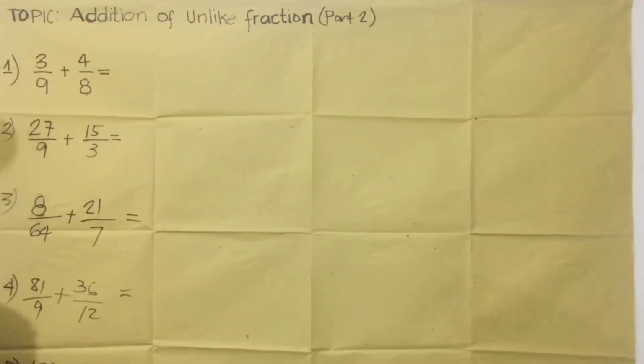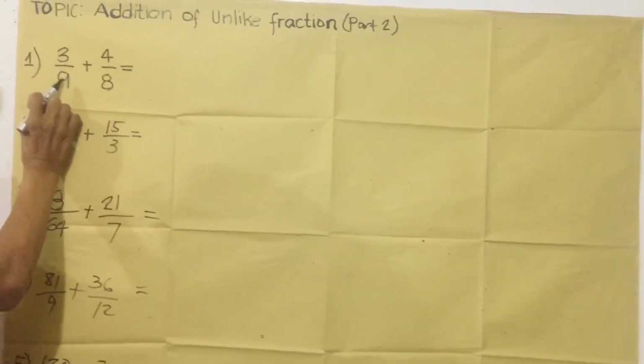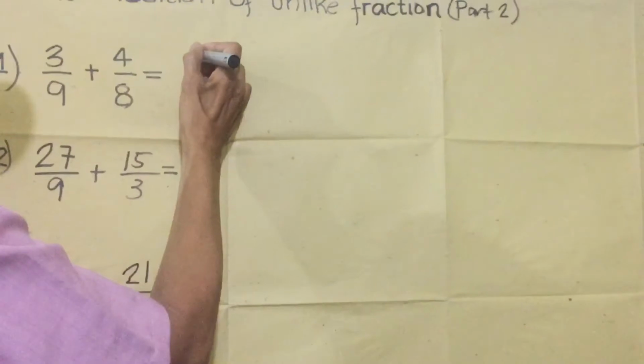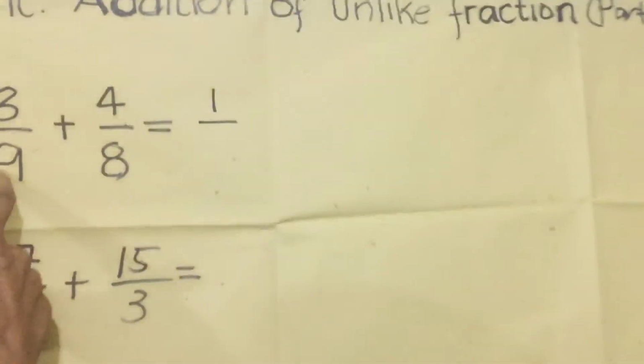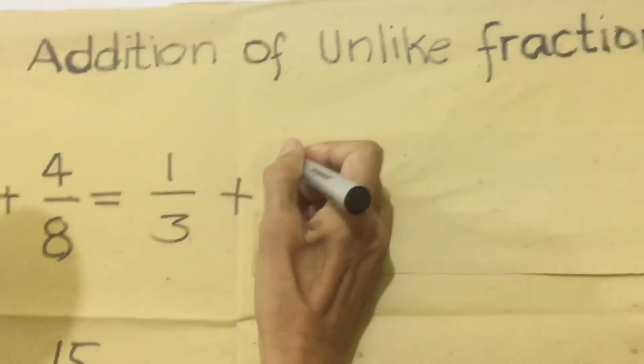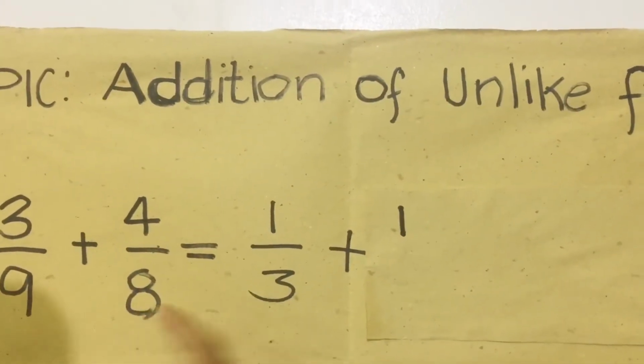So we have to reduce first the fractions given. 3 over 9, we can reduce this by dividing by 3. 3 divided by 3 equals 1. Then 9 divided by 3 equals 3. 4 divided by 4 equals 1. 8 divided by 4 equals 2.